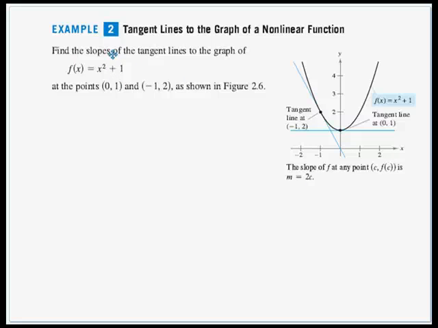And now we want to find the slope of not just one tangent line, but of a couple of them. We want the slope of the tangent line at this point, 0, 1, which is a point on the curve. Let me put a little red dot there. So we can find the slope of the tangent line there. And at negative 1, 2. Well, negative 1, 2, that's a point on our parabola. And we can find the slope of this tangent line also. All right.